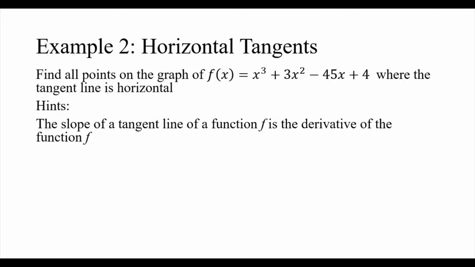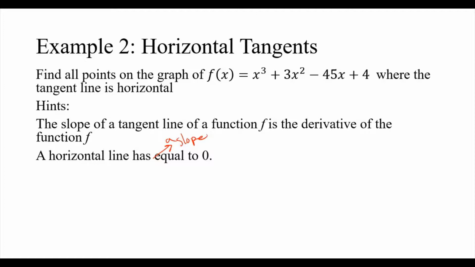To understand that, it is important to understand that the slope of a tangent line of a function f is the derivative of the function f. That is the first thing. The second hint is that a horizontal line has a slope equal to 0. Those two ideas are what we're going to use to find those horizontal tangents.